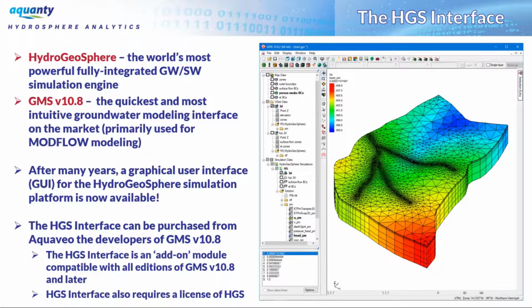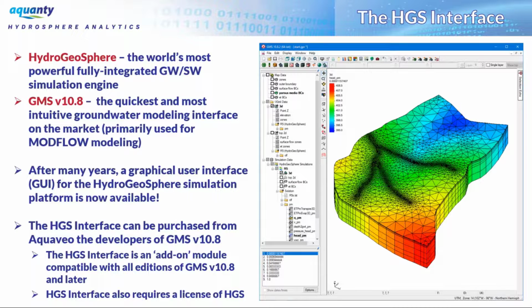We've been working closely with Aquaveo for over 2 years at this point. And with the release of GMS version 10.8, it is now possible to build HydroGeoSphere models using the HGS interface right in GMS. GMS has been around for quite a long time and is essentially a groundwater modeling interface primarily used for MODFLOW, but Aquaveo has adapted their existing graphical user interface and it now can be used to develop HGS models.